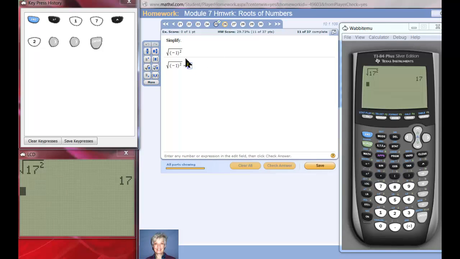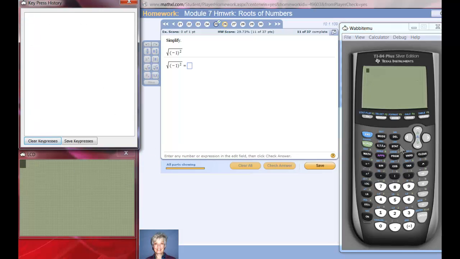Now, what do you think the answer here will be? If you answer negative 1, that would make sense, but it's wrong. Why? Because in our number system, negative 1 will be squared and become a positive 1 before we take the square root, and the square root of 1 is 1. Let's watch.